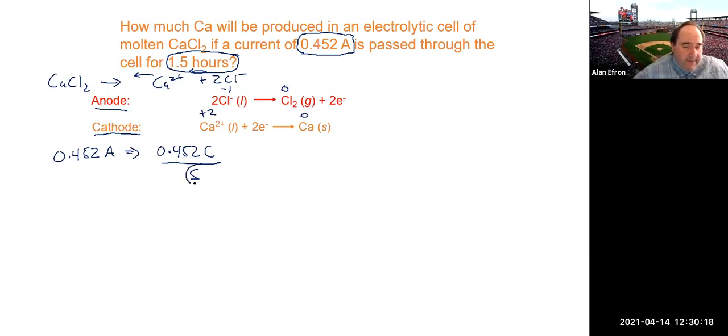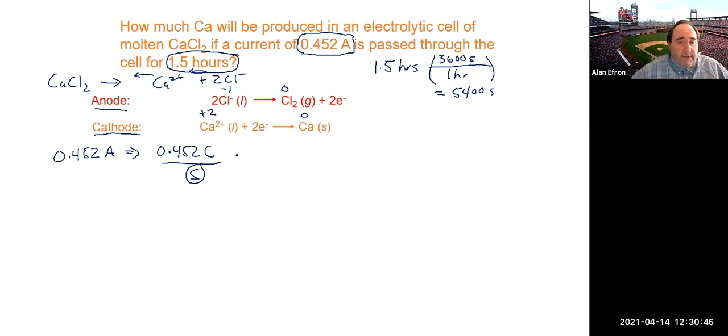Obviously, our time right now is in hours, so we're going to convert our 1.5 hours. In 1 hour, there's 3,600 seconds, I believe. That gives you 5,400 seconds as how long we ran this particular cell. So we're really just converting units here so that everything cancels out correctly.